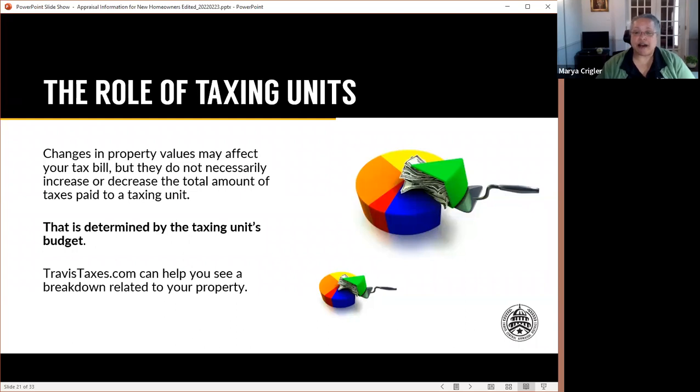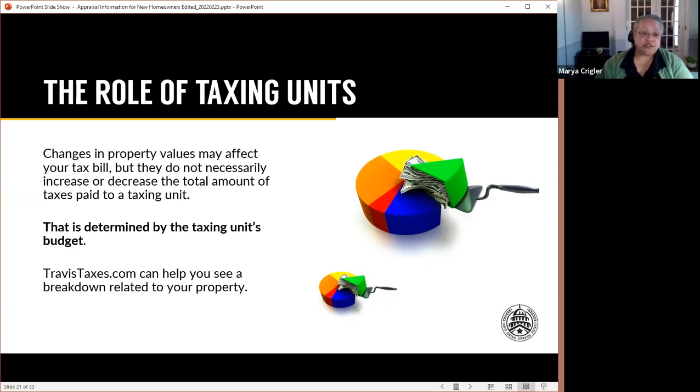We're slicing the pie, but how big that pie is is based on the taxing unit budgets. The appraisal districts are just slicing it and giving everybody a proportional share based on the market value of their property. So you can see in the two pies, one pie is really big and you'll pay a lot larger, and you're getting your slice of pie. Again, the appraisal district determines the size of the slice, but the overall size of that pie is determined by your taxing entities and the budgets they set.